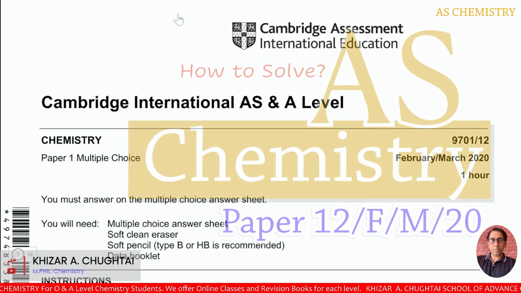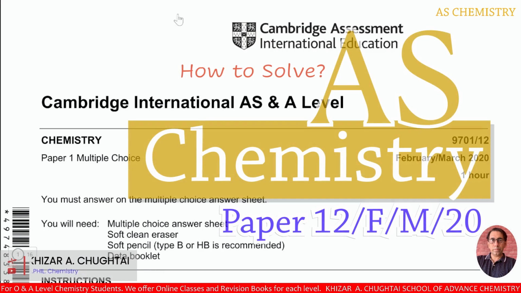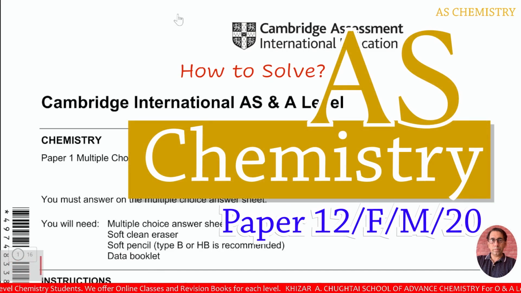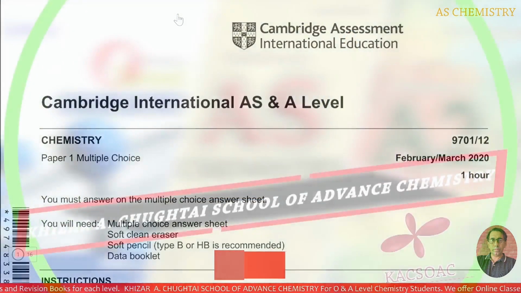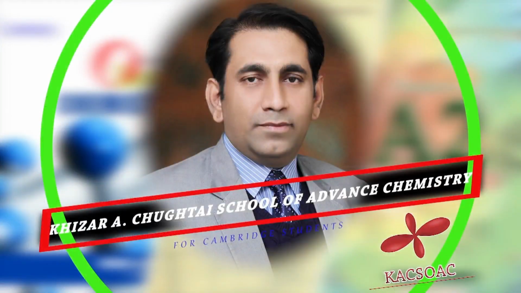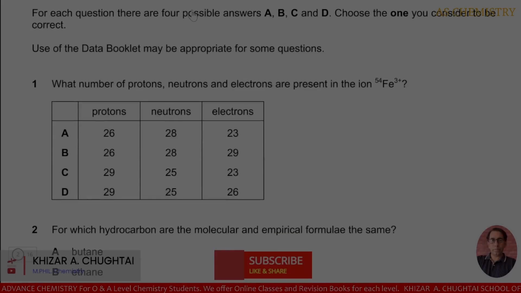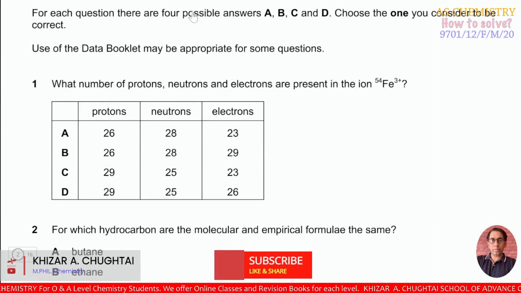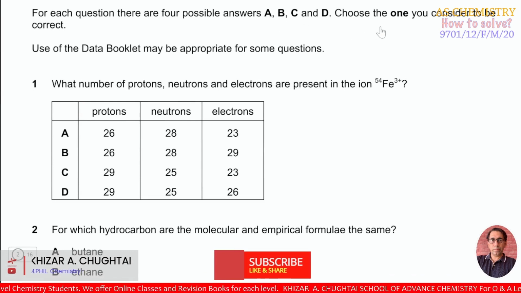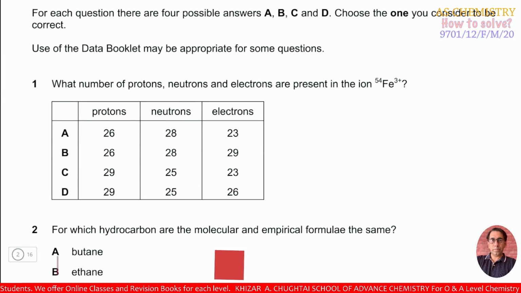I am Octet. Today I am going to discuss Cambridge AS level chemistry, paper 1 multiple choice questions, Feb March 2020, 1-2 variant. Let's get started. For each question there are 4 possible answers A, B, C and D. Choose one that you consider to be correct. Use of the data booklet may be appropriate for some questions.